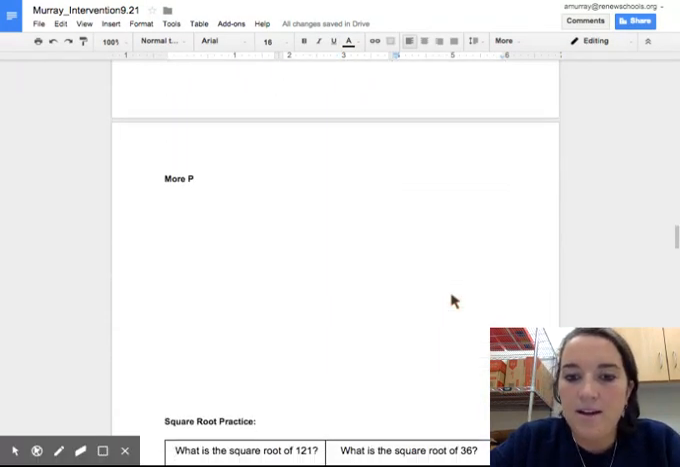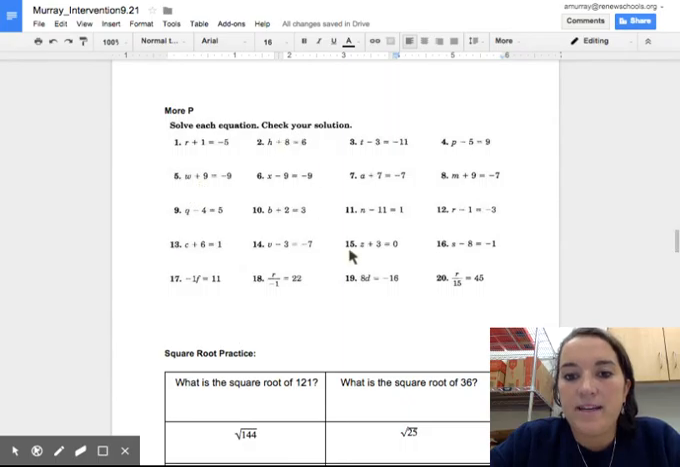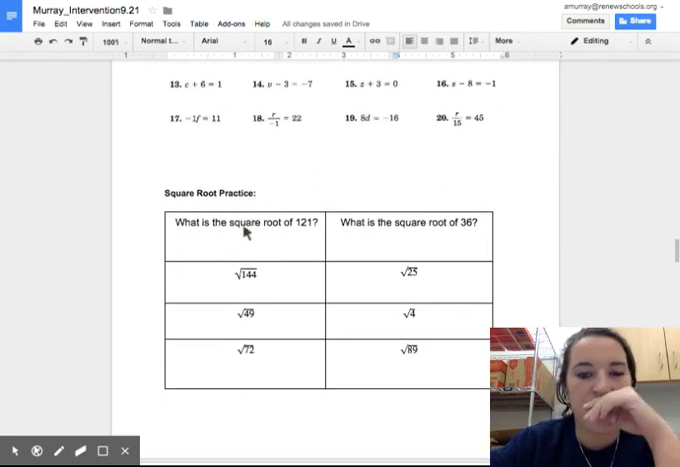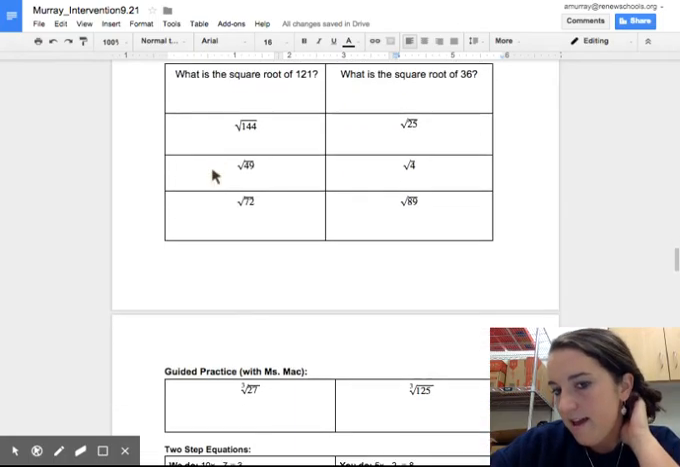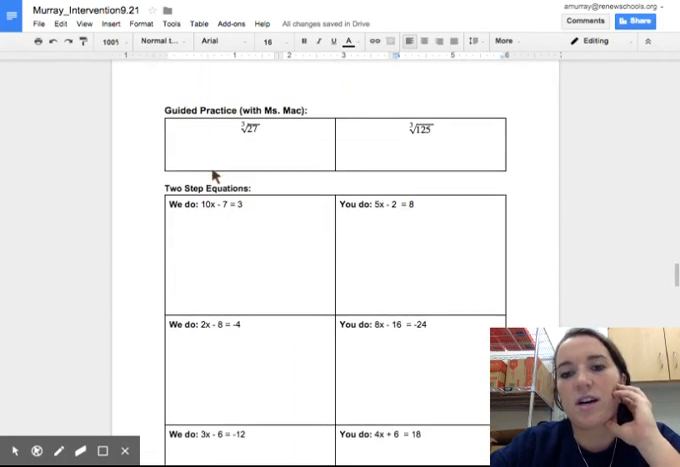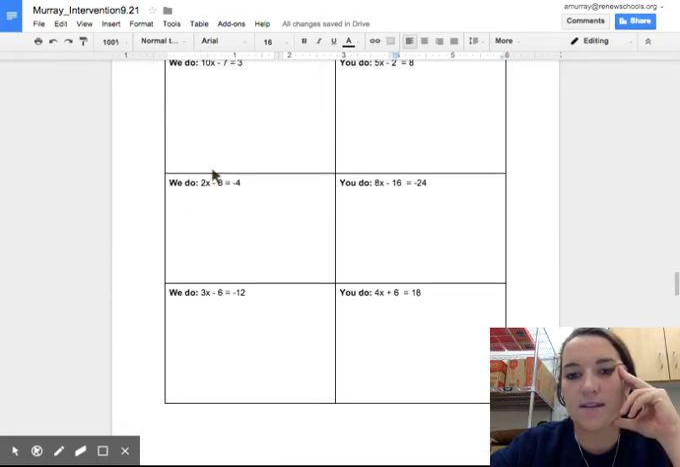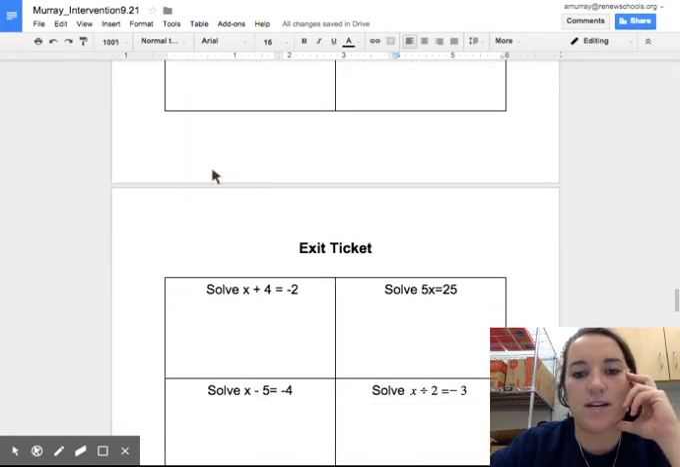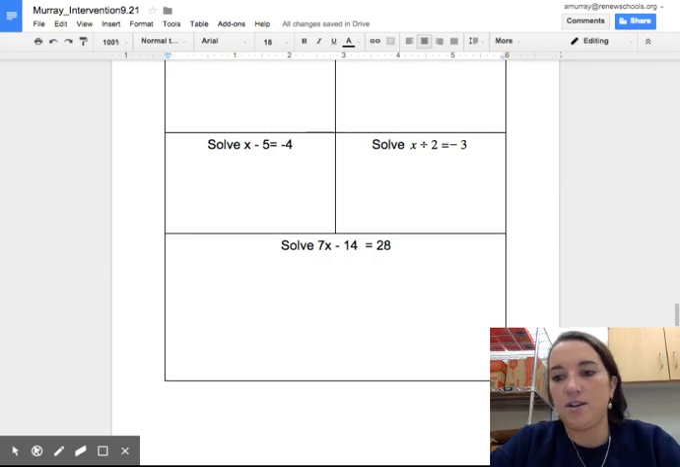On the back, you have more practice with one-step equations. Try as many of these as you can, and then do your square root practice at the bottom. You'll be pulled with Miss Mac for the last 15 minutes where you'll be reviewing two-step equations, and then you'll have an exit ticket to complete as well.